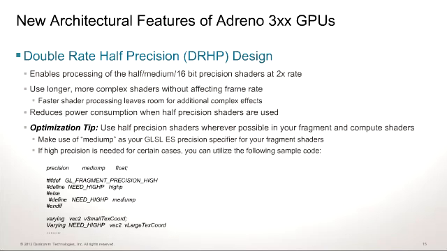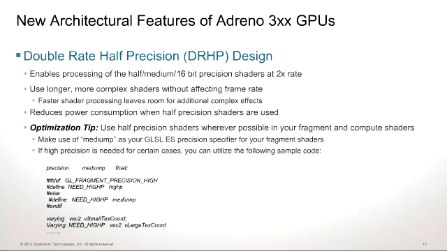Another new architectural feature worth mentioning is the double rate half precision design. This feature allows for processing of half, or medium, or 16-bit precision, however you want to call it, shaders at twice the rate. What this means is that it will leave you with more room to squeeze in even more additional effects, which could be longer or more complex shaders. And that happens because the already existing shaders that you have are going to be processed in half the time than what they were supposed to on other architectures or even in the earlier generations of Adreno GPUs.